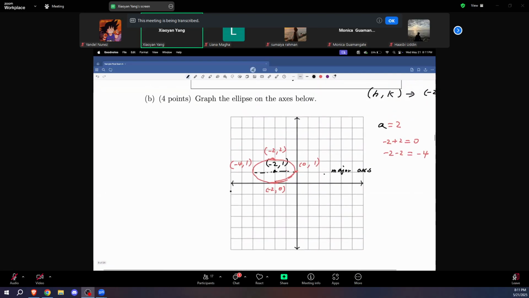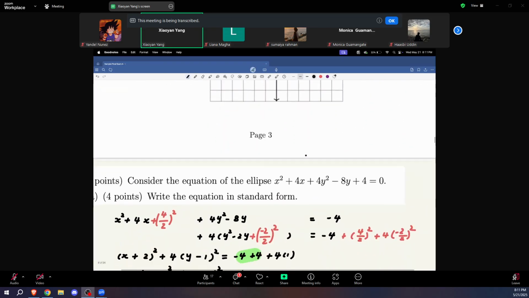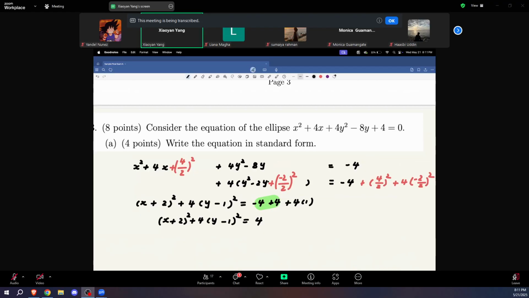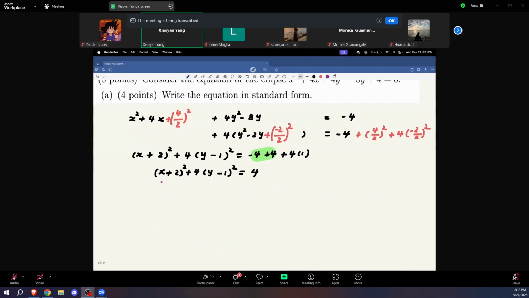Books usually suggest that if you add something inside parentheses, you have to subtract at the same time. If it's an equation, I would suggest this way: add to both sides, but make sure to multiply by 4. So right now we should divide each side by 4.